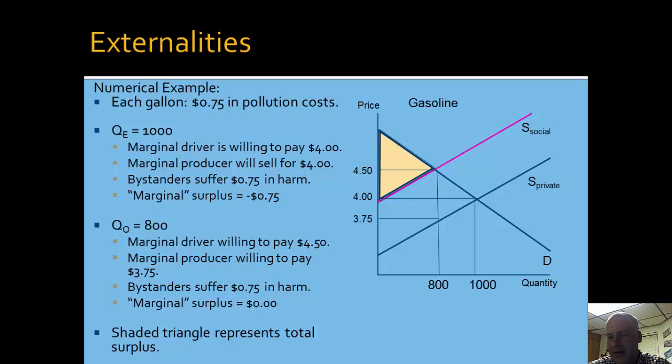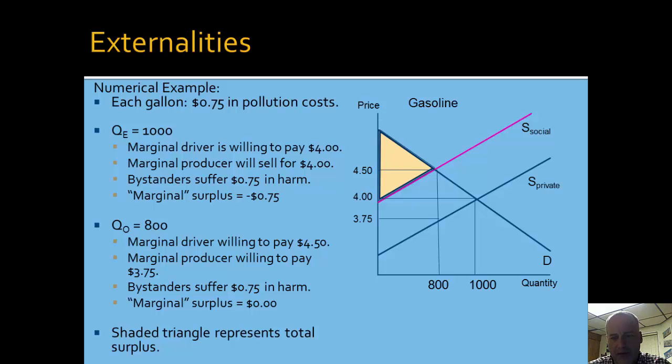That last gallon is a net cost to society of 75 cents. Consumers get $4 in benefits, producers assume $4 in costs, and society assumes an additional 75 cents in costs. Now, look what happens if the quantity was reduced to the optimal quantity of 800. In this case, the marginal driver is willing to pay $4.50. The marginal producer could produce for $3.75, and bystanders suffer $0.75 in harm. So the net benefit to society of gallon number 800 is 0.